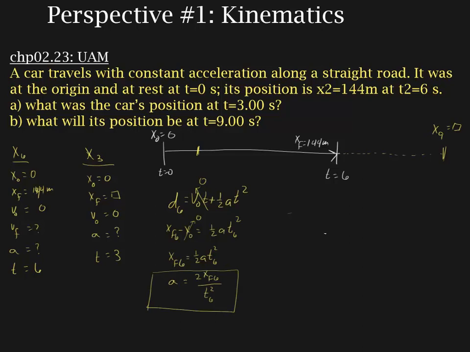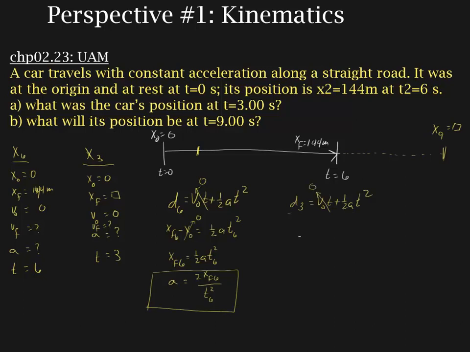Now let's take a look at x3. And we want to know what was the car's position at 3 seconds. Well, if we go back to our equations, you're going to see that because v final is an unknown quantity, I forgot to list it here, v final is unknown, the only equation that's going to be efficient for us is to use the position function. So we're going to get d3 is equal to v initial t plus 1/2 at squared.